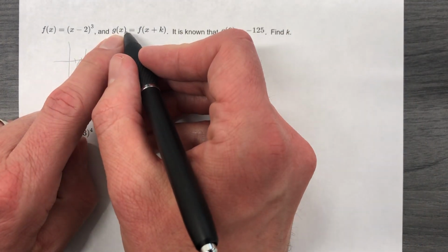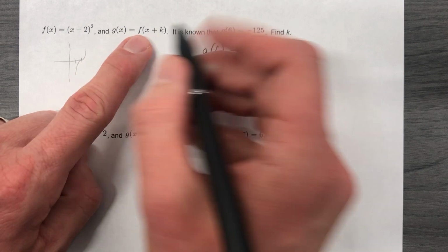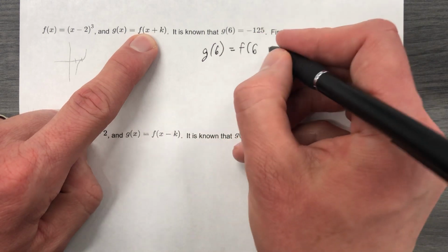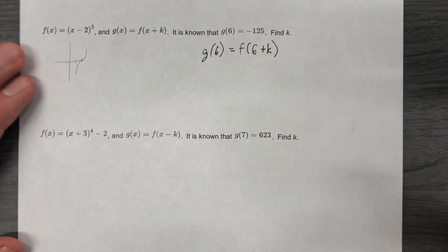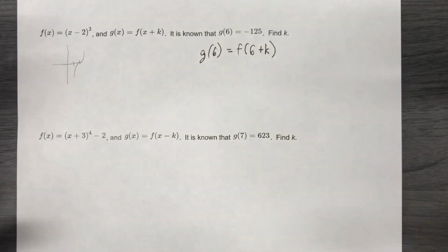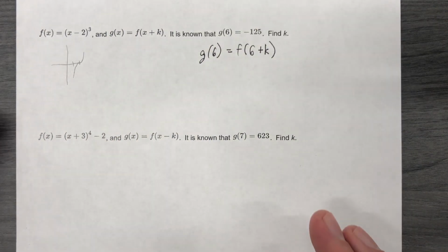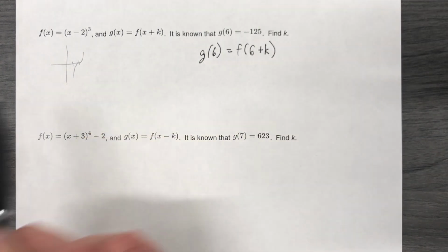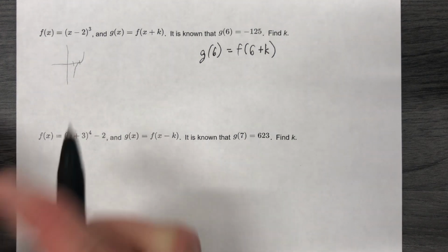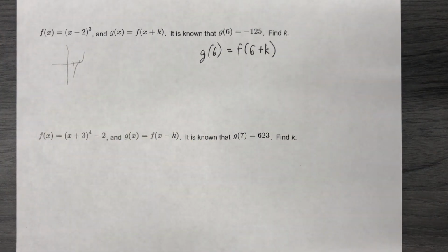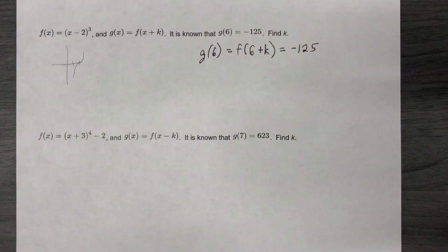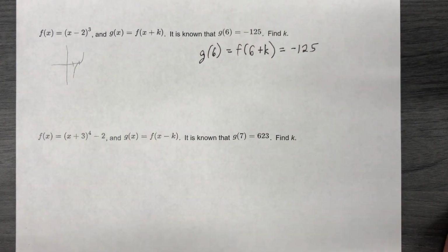So g of x, let's put 6 instead. We're going to have f of 6, because my input is 6, plus k. We don't have to get into all the specifics of whether this shifts this way and that shifts that way. This is a problem not so much about shifting, it sort of is, but it's really about whether you can deal with functions when they give them to you in these crazy ways that look like shifting, and you kind of are, but not really. So this is equal to negative 125. Well, what in the world am I going to do with this?